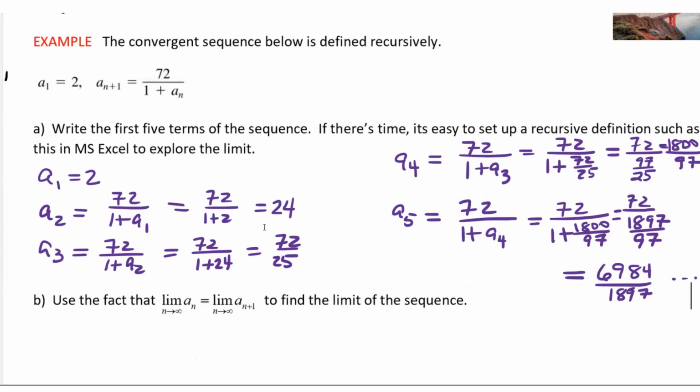One of the properties of sequences is that the limit of the original sequence is equal to the limit if you shift each term in the sequence to the next term. So whether you say the limit as n goes to infinity of a sub n, or the limit as n goes to infinity of a sub n plus 1, you're going to get the same result.